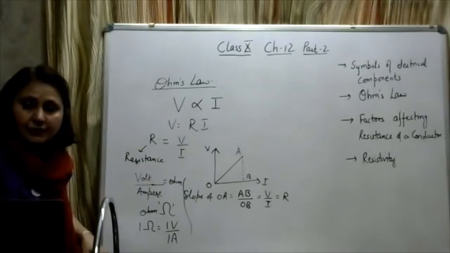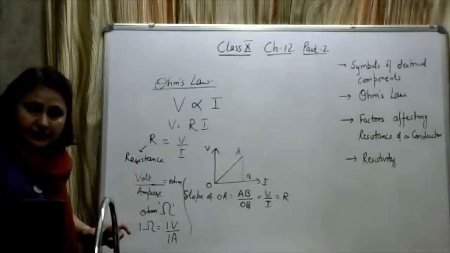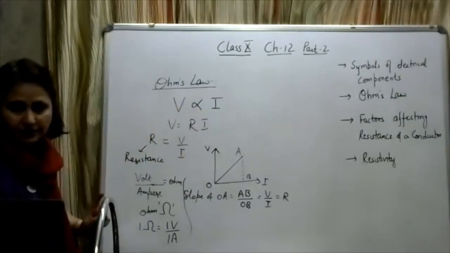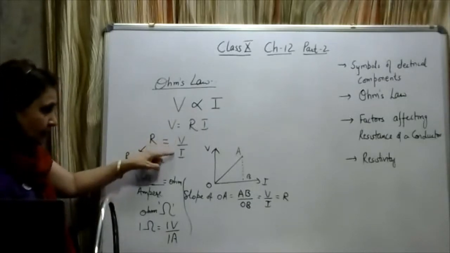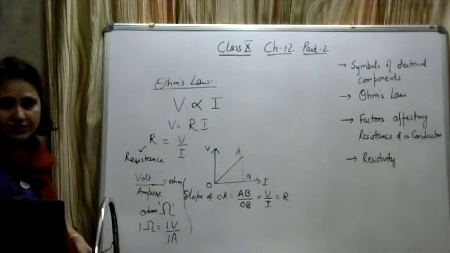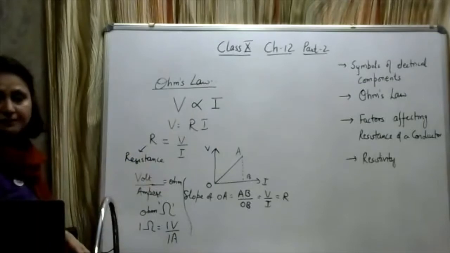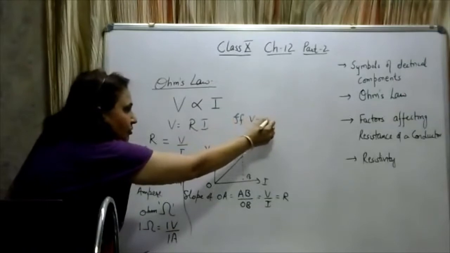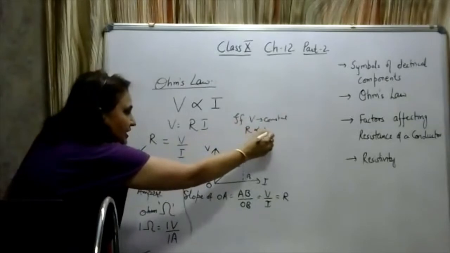As V is directly proportional to I, suppose we double the potential difference across the wire in an electrical circuit, then the current will also be doubled. So resistance is not depending upon these two factors, V and I. If the voltage source is kept constant, V is constant, then resistance is inversely proportional to the current. Only in that case, if the voltage source is constant, then resistance is inversely proportional to the current.